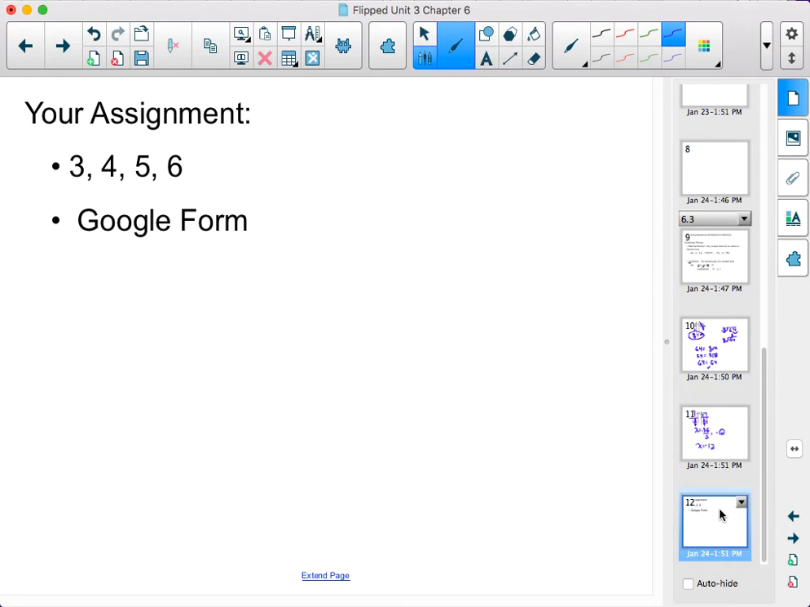Your assignment for tonight is to finish the check for number 2, and then I want you to do 3, 4, 5, and 6. Number 6 is a write your own problem, so make sure that you get a problem in there. We're going to take a look at one of those tomorrow. And don't forget to do your Google form. If you have any questions, leave them in the Google form and we'll talk about them tomorrow.